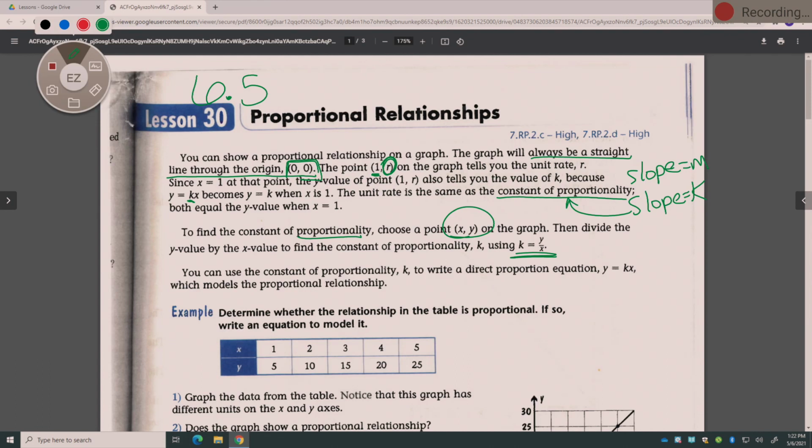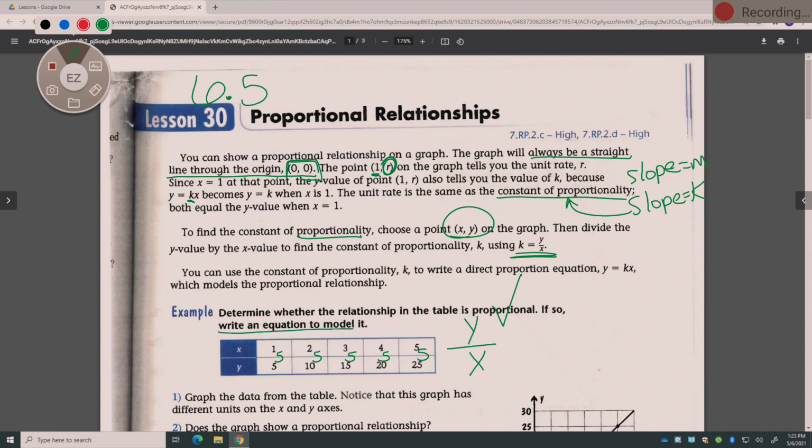So for this example, determine whether the relationship in the table is proportional. If so, write an equation to model it. So we know if it's proportional, anytime I divide y by x, I'm going to get the same number. So 5 divided by 1 is 5. 10 divided by 2 is 5. 15 divided by 3 is 5. 20 divided by 4 is 5. And 25 divided by 5 is 5. So this table is proportional.